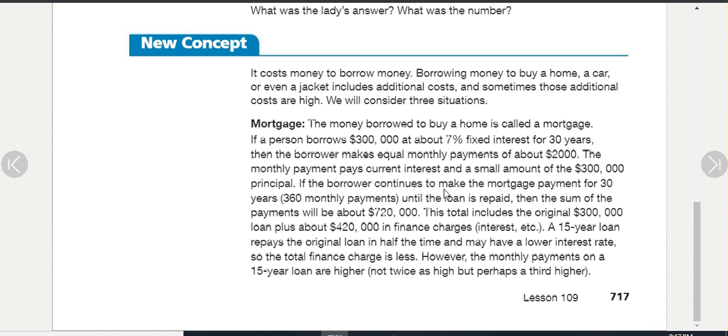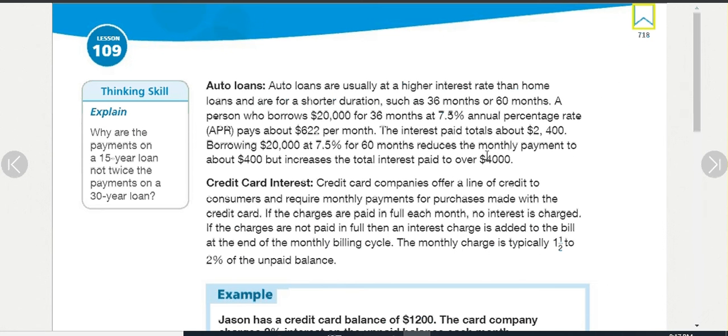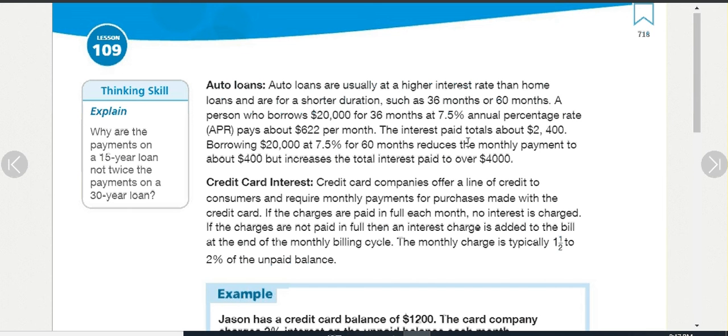Do it. A 15-year loan would cost less interest because you're doing it faster. That's basically all that means. So not double as much, maybe a third of that amount. An auto loan is going to be a higher interest rate, maybe 7.5%, 8%, 9%, but it's paid off in a shorter time and it's a smaller amount because it's just a car. So maybe it's $20,000. They give you 36 months or 3 years, higher interest rate. Annual percentage rate, APR, you hear in the commercials, that's referring to the rate you're paying. So maybe it's like $622 per month and it's done in 3 years.